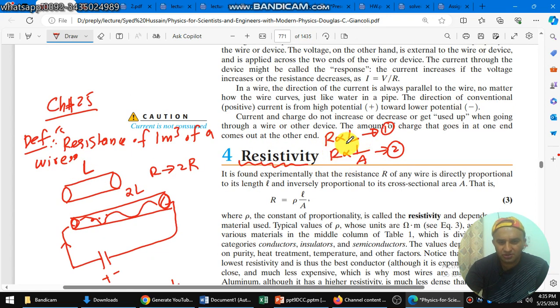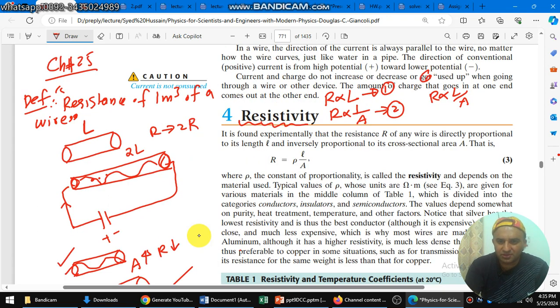Now we combine these two terms, and we get R is proportional to L over A. If we remove the proportionality, we introduce a constant, rho: R equals rho L over A. This rho is actually the resistivity.